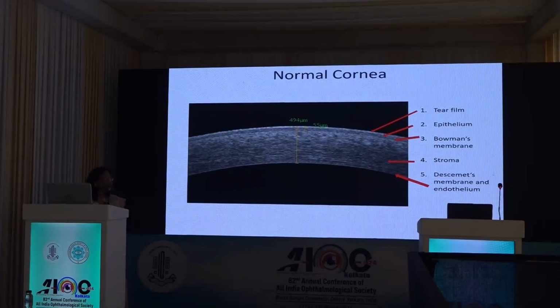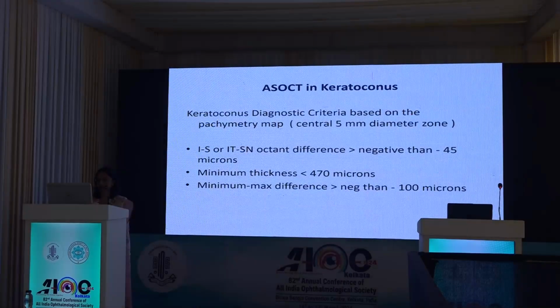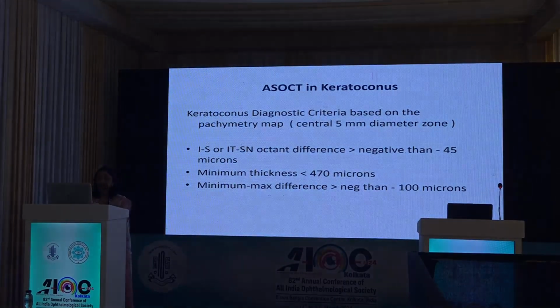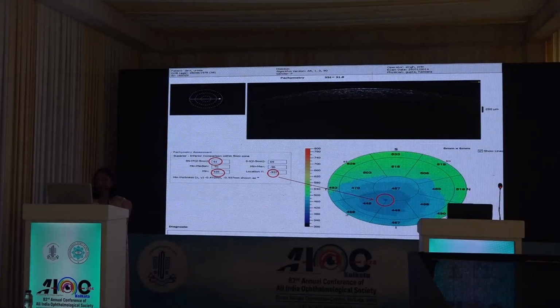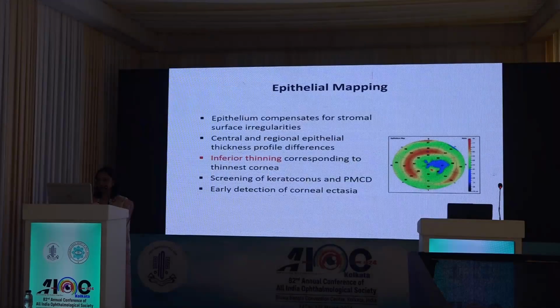And this is how you visualize the cornea. Almost all the layers are clearly visible on the AS-OCT. Now coming on to the clinical applications, the one main application is used in keratoconus. So you can diagnose keratoconus based upon certain criteria in the central pachymetry map. And this is how the keratoconus looks like on AS-OCT, and you even have the progression maps if you want to look for the progression.